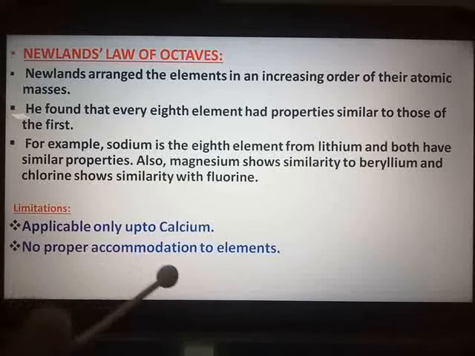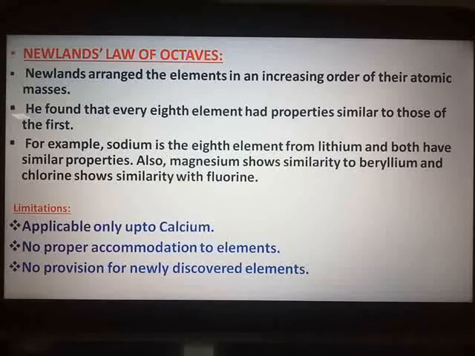Next, no proper accommodation to the elements. To fit all the elements, he placed two elements each in some boxes to accommodate all the known elements, and there were some elements which were placed along with the wrong elements. And last is no provision for newly discovered elements. So when elements were discovered later on, they did not find any position in his table, and that was the biggest limitation. Next was our Russian scientist Dmitry Mendeleev, who came up with his periodic table, which was also based on atomic masses.